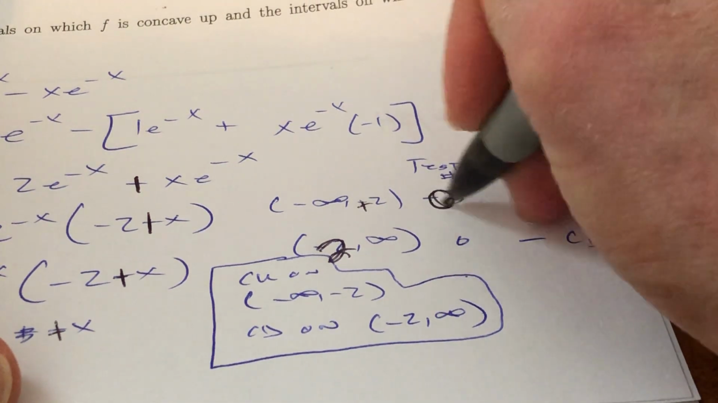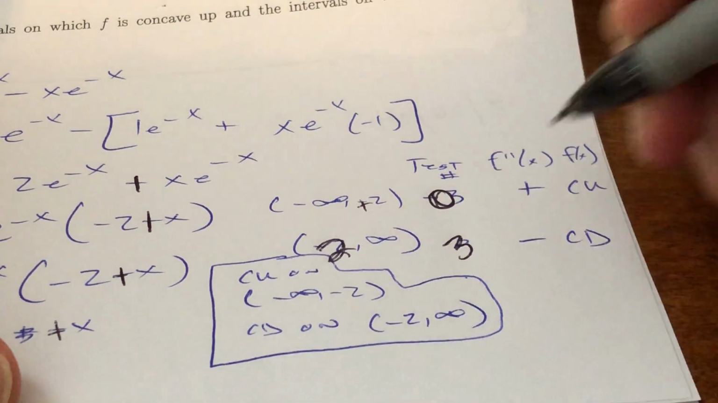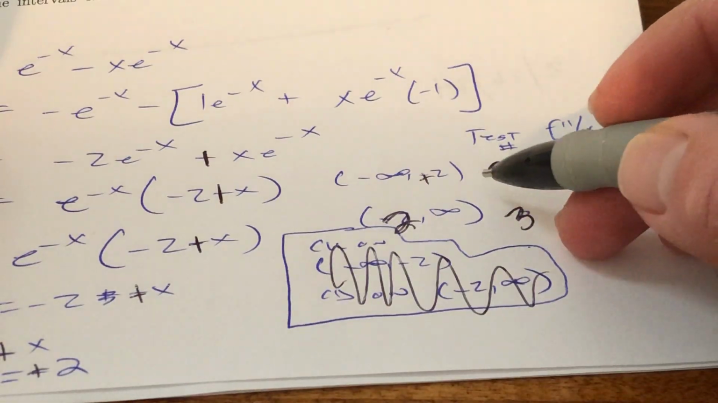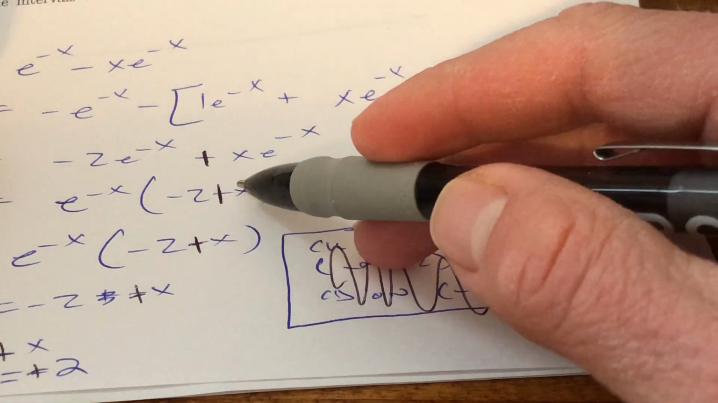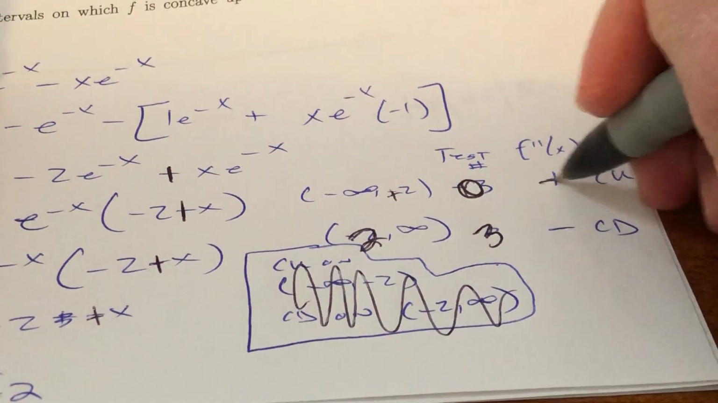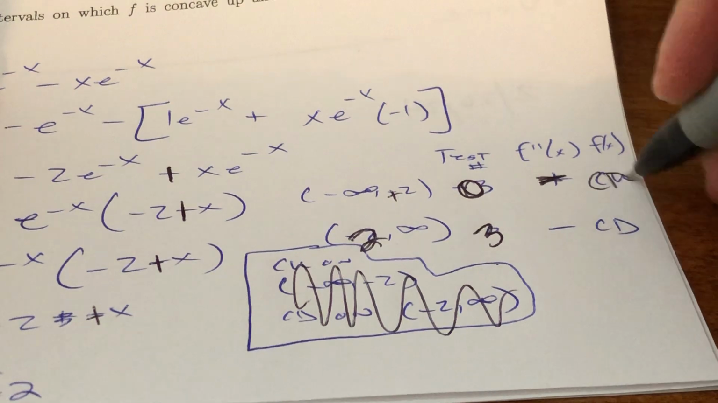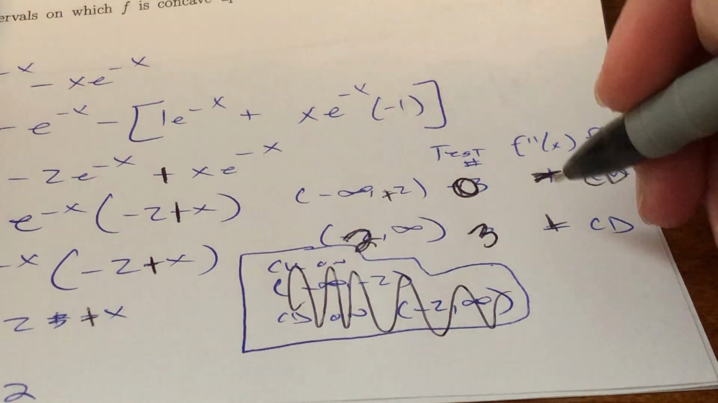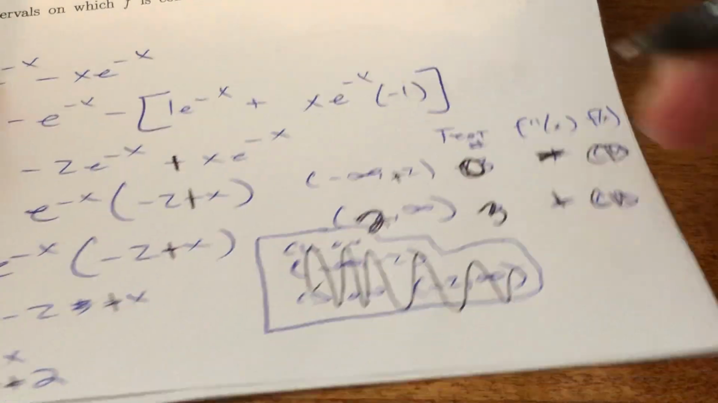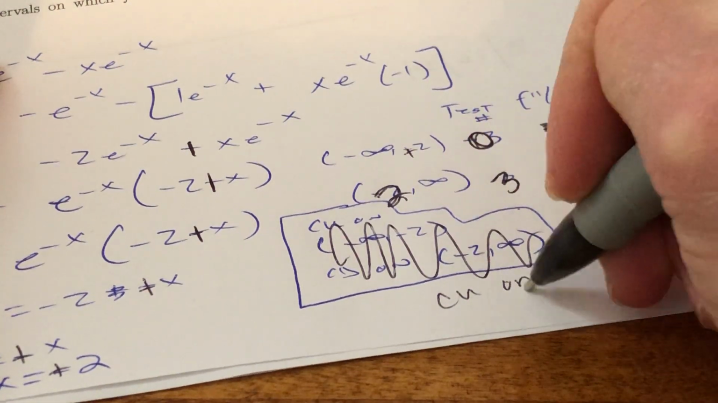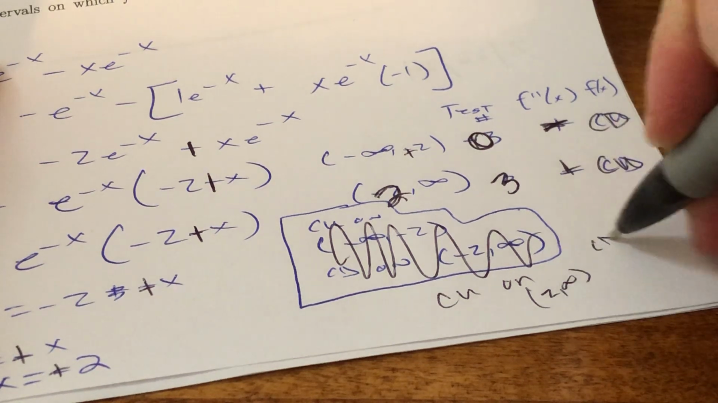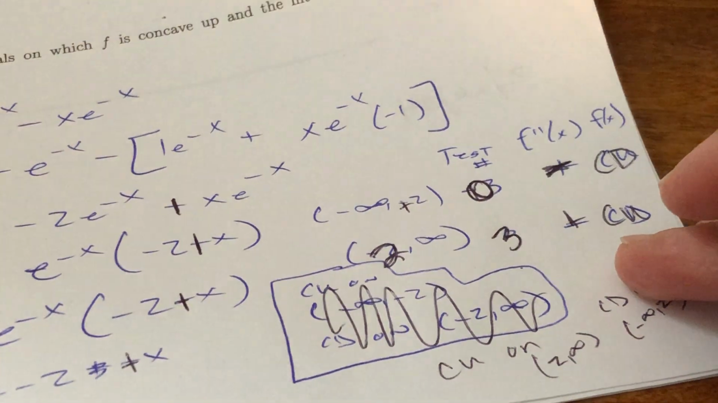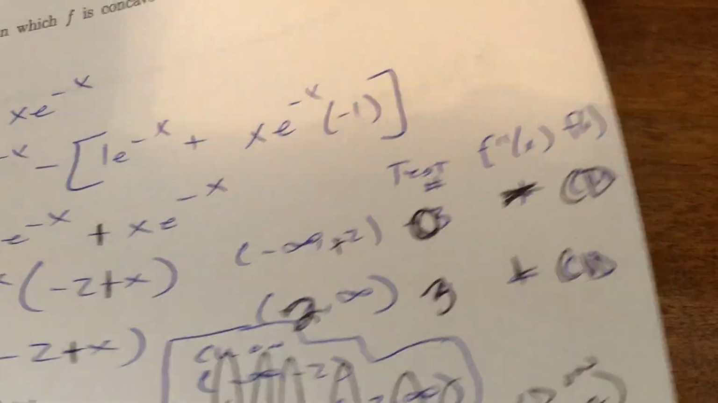I'm going to use 0 here and 3 there. When I plug 0 in for x, I'll get a negative. And when I put 3 in for x, I'll get a positive. So it's concave up on 2 to infinity and concave down on negative infinity to 2. Yes, great question for us.